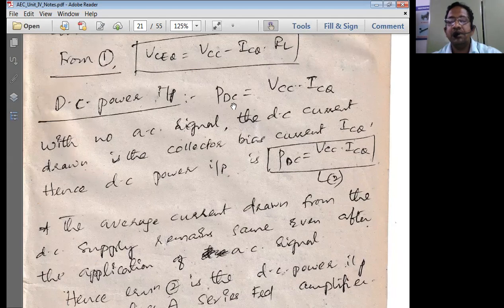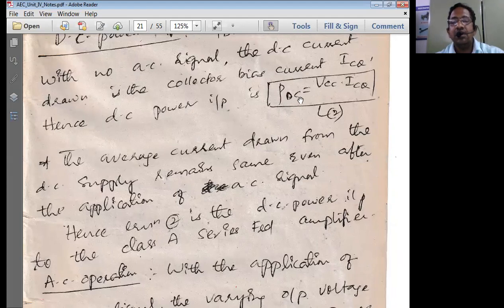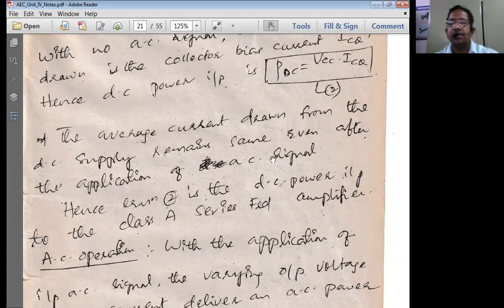And we can write DC power input. What is a DC power? It is a DC voltage into DC current. DC voltage is applied voltage VCC, and DC current is nothing but the bias current due to the applied voltage, ICQ. So therefore, this is the formula for PDC or input power, because power amplifier is going to convert DC power into the AC power. So therefore, both are important for us. The average current drawn from the DC power supply remains same even after the application of the AC signal.